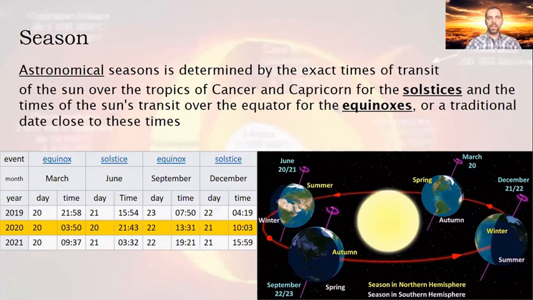Astronomical seasons. Here the precise timing of seasons is determined by the exact times of transit of the Sun over the tropics of Cancer and the tropics of Capricorn. These are actually the solstices. And the times of the Sun transit over the equator, these are equinoxes. If we stay with the previous example, according to the astronomical seasons, in Europe the winter, and in Australia the summer, starts not on the 1st of December, as with the meteorological season, but on the 21st of December.